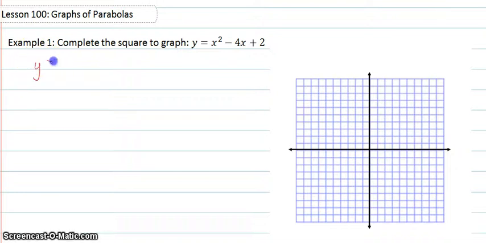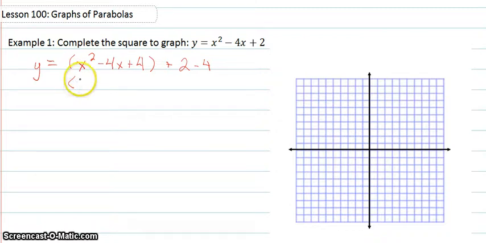So I have y equals, and I'm going to separate this out: x squared minus 4x, I'm going to leave a space, plus 2. Now I'm going to take half of my negative 4, and that's negative 2, and then I'm going to square it and add that here. So negative 2 squared is a positive 4. Now since I added it here, I'm going to subtract it over here. So really, if I put those together, a positive 4 and a negative 4, that would be 0. Okay, so it stays balanced.